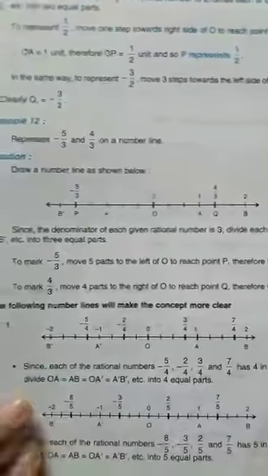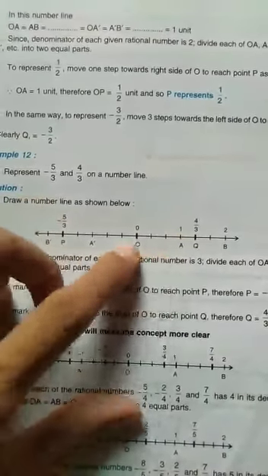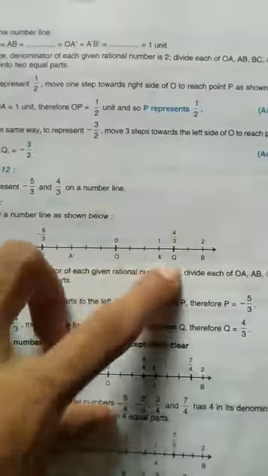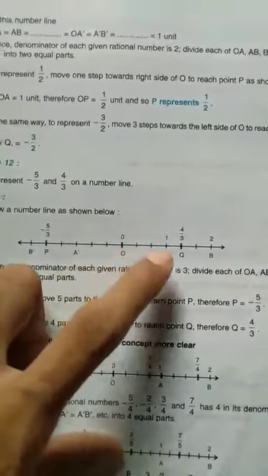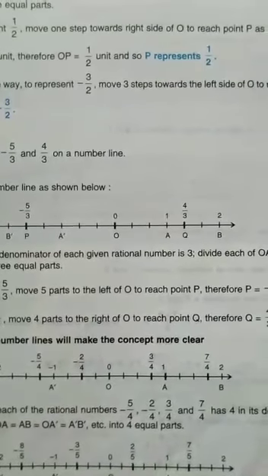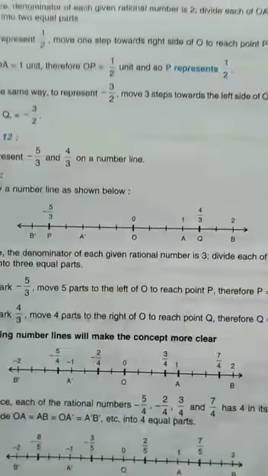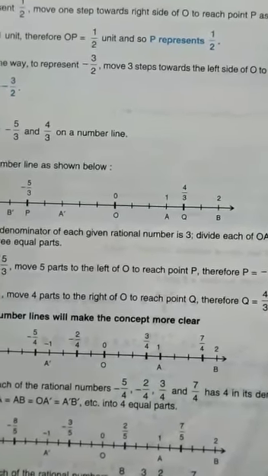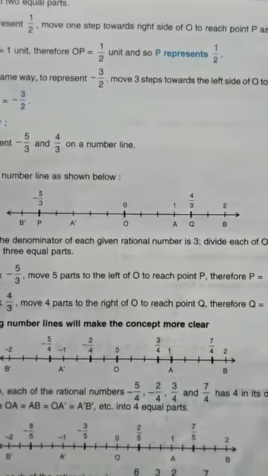Okay, now if we want to represent, suppose 4 by 3, then the denominator is 3, is not it? So we need to divide all the unit lengths, that means OA, AB, into 3 equal parts. Okay, and then we need to move 4 steps towards the right hand side of O to reach the point 4 by 3, because 4 by 3 is positive. Clear? So thus we can represent rational numbers on the number line.